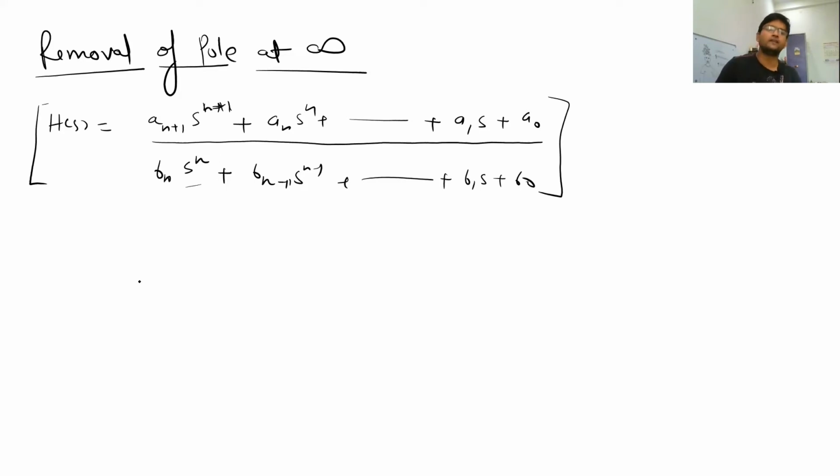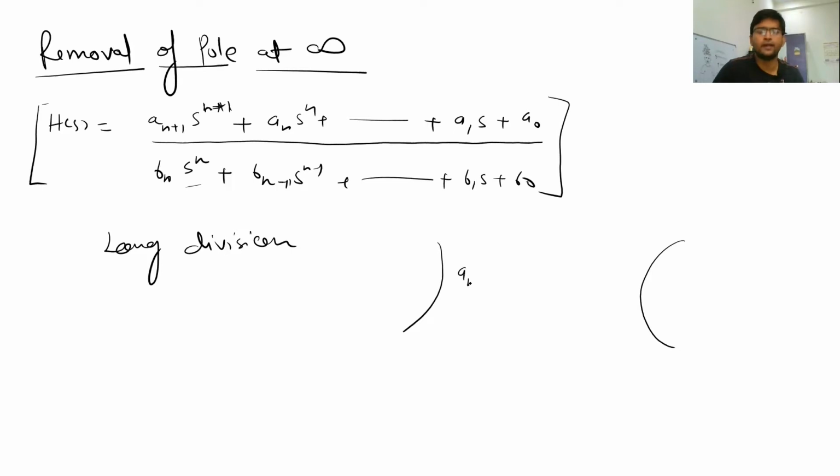So there is a method called long division. How do we do it? For that we have to take one simple example. Let us take this only. So you have a(n+1) s^(n+1) plus a(n) s^n and so on, and you have to divide it by b(n) s^n plus b(n-1) s^(n-1) and so on, right?